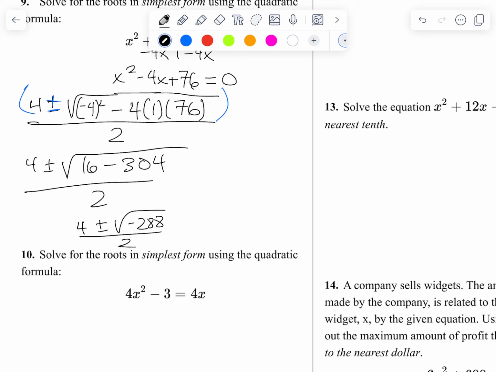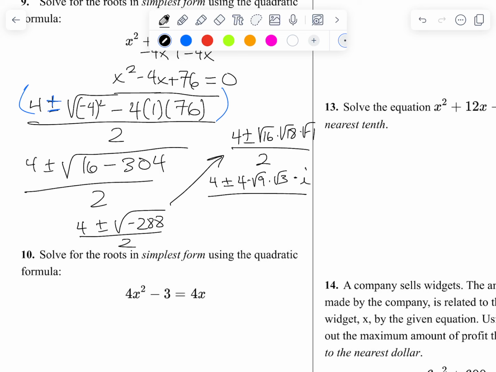So I had to think about what multiplies up to 288. And I didn't know for sure, but I broke it down a little bit. I know that 16 times 18 was one that I found. And then times negative 1. That'll give me negative 288 divided by 2. I do 4 plus or minus. Square root of 16 is just 4. Square root of 18, I could write it as the square root of 9 times the square root of 3. And then the square root of negative 1 is just i. That's that imaginary number. And then 2 on the bottom.